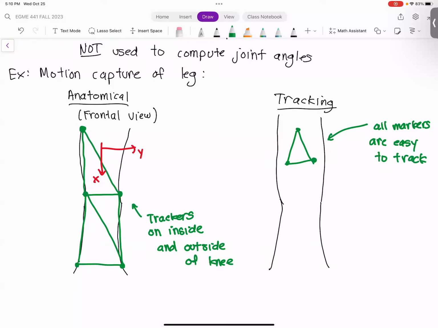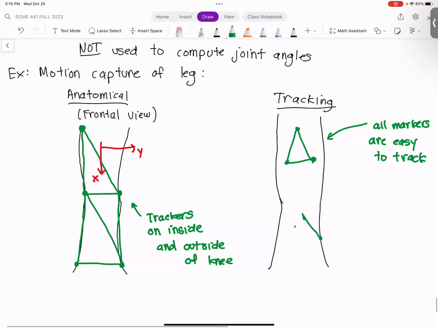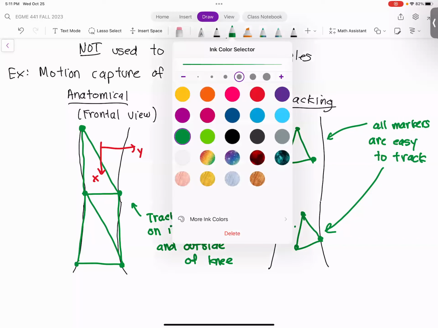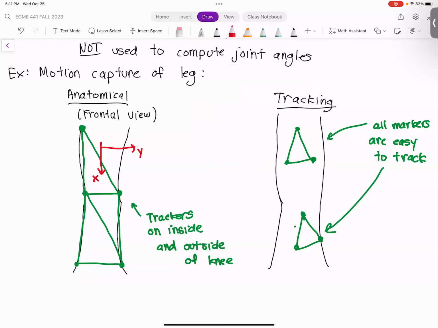And then same thing for the lower leg. So maybe for the lower leg, let's say that the right side here is the exterior, right? And so we put more markers close to the exterior. Okay. Maybe we do something like that. And so if we define the coordinate axes for these markers, it may look something like this.